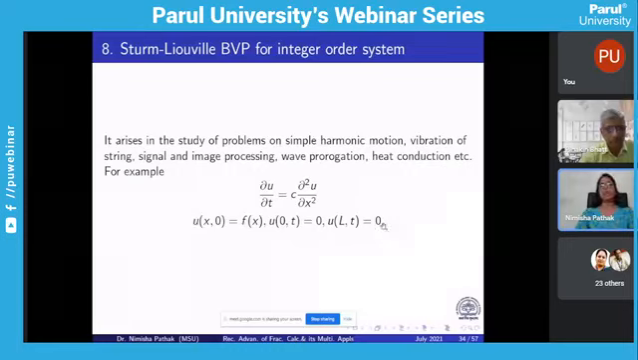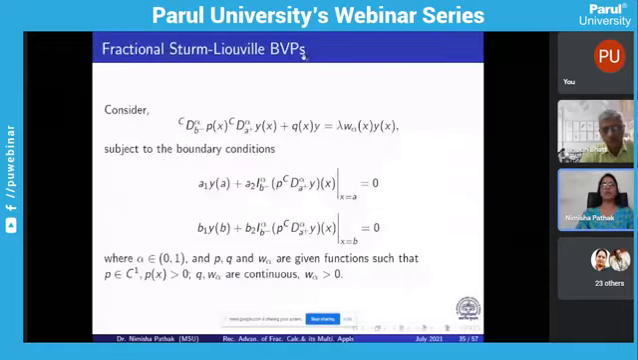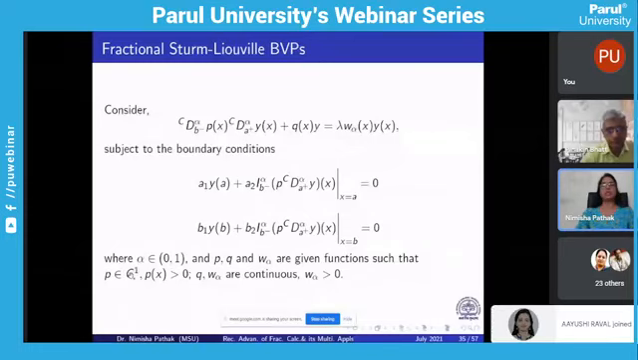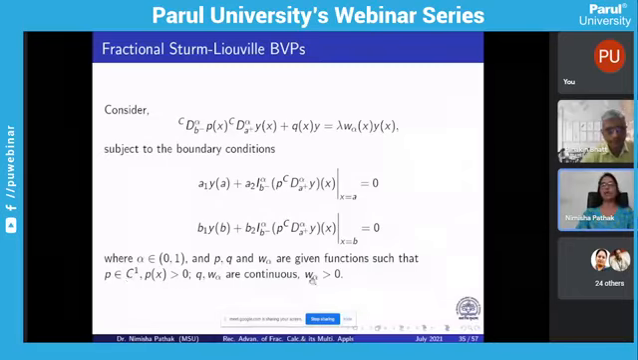So this is the integer order system, but now we notice that this is a fractional Sturm-Liouville boundary problem, in which now the Caputo fractional derivative operators are taken, subject to these boundary conditions. By considering different values of A1, A2, B1, B2, one can have the boundary conditions. For this particular boundary value problem, alpha is taken in 0 and 1, and P, Q, and W_alpha are given functions, where W_alpha is a wave function. You notice that W_alpha is again a fractional part, right? Such that P belongs to C1, the space of all one-time continuously differentiable functions, P of x is greater than 0, and Q and W_alpha are continuous, and that weight function is always positive.